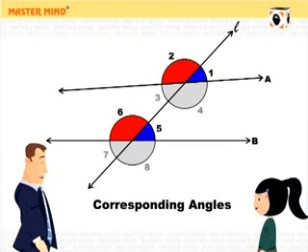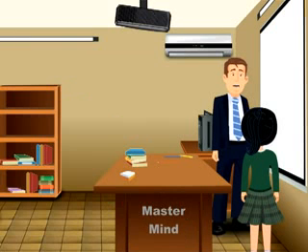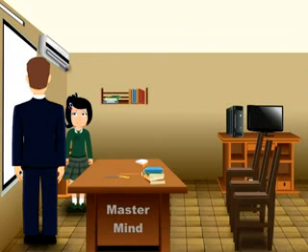Well Bubbly, two more pairs of corresponding angles are there in this figure. And they are angle 3 and angle 7, and angle 4 and angle 8, because both the angles in the pairs are below the lines and on the same side of the transversal. I understood it, Professor. Well, I hope Bubbly, corresponding angles are now clear, isn't it? Yes, Professor, this is clear.